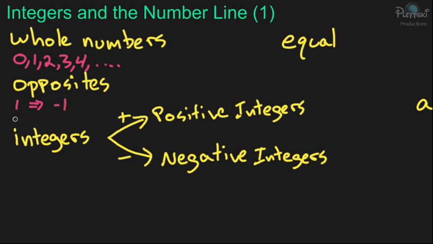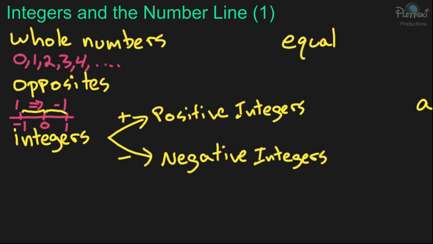And if you look at a number line, if there's 0, you have 1 over here, and then -1 there, and those are the same distance away from 0. The distance from -1 to 0 is the same as the distance from 1 to 0. So the opposite of 1 would be -1, and the opposite of -1 would be 1.